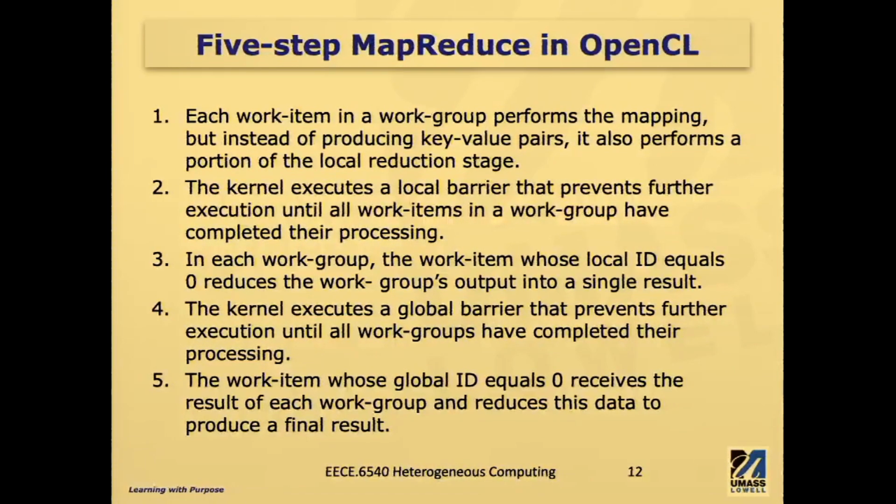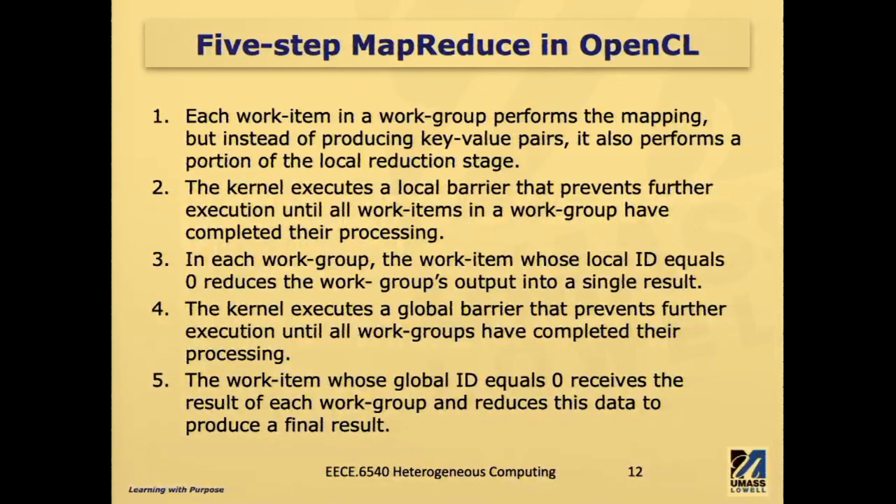The fourth step is that the kernel executes a global barrier that prevents further execution until all work groups have completed their processing. We'll show you later, but the point is that before you perform the final global reduction to compute the final result, the final counting numbers, you have to make sure that all the work items have finished in all the work groups, because otherwise you may end up with a final result that missed some of the results from some of the work items.